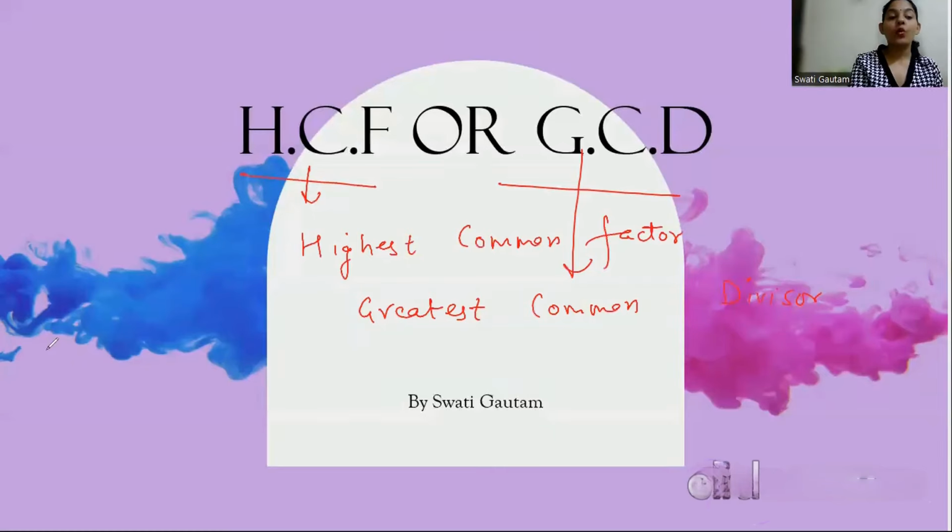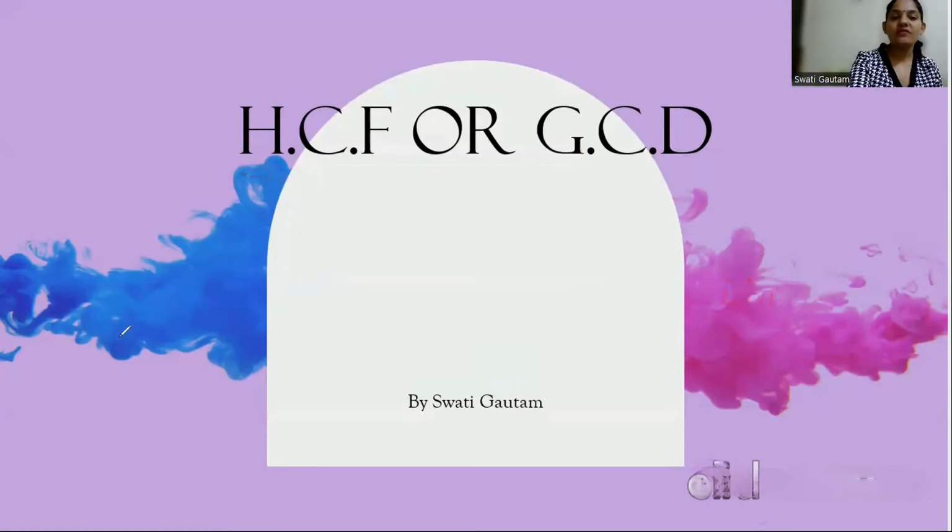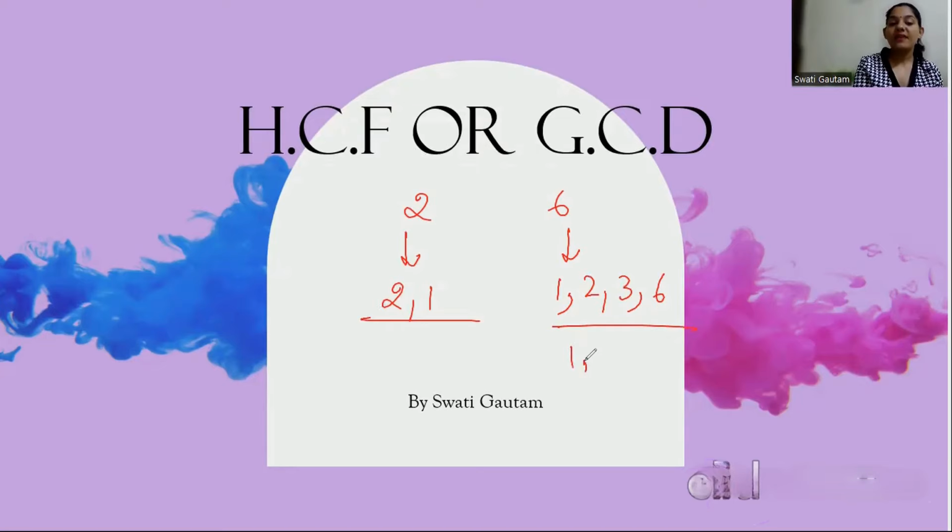Now let's talk about the meaning of HCF. First of all, I will take an example. Before starting the definition, I will take a good example. Suppose I am taking a very small numbers, 2 and 6, right? So 2 comes in the table of 1 and 2 only, right? And 6 comes in the table of 1, table of 2, table of 3, and table of 6. Right. Now, what are the common numbers in both? So common numbers are 1 and 2.